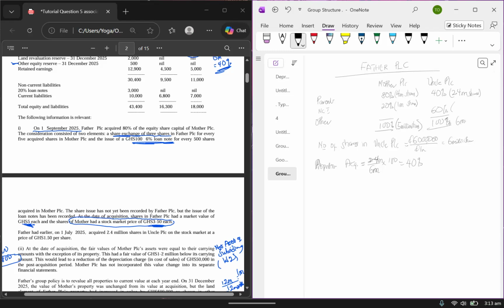We have 6 million shares in all. So out of the 6 million, we've acquired 2.4. So the remaining 60% is 3.6 million shares that we are not having. So this one is what? Significant influence. In that case, Uncle is an associate. And then Mother PLC is a subsidiary. All right. Let me clean it down here to make the presentation very neat.